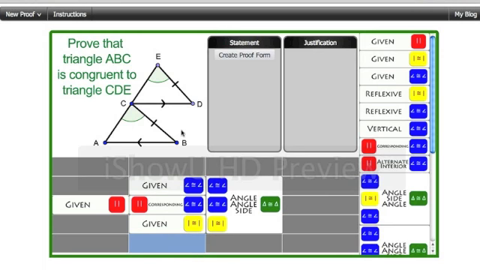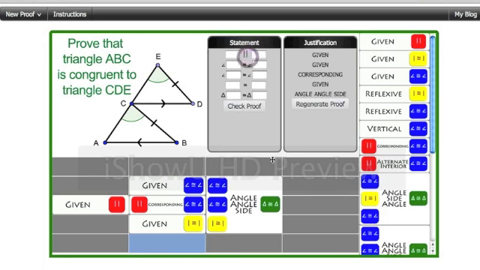I need to prove that two triangles are congruent, and I've got a triangle congruence image over here on the right hand side. I can click the button that says Create Proof Form, and each card generates one line of my proof. So the first thing, my first card is this given parallel lines card. So I'm going to say that AB is parallel to CD.